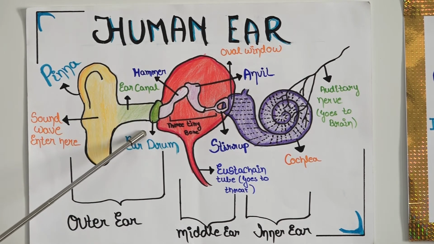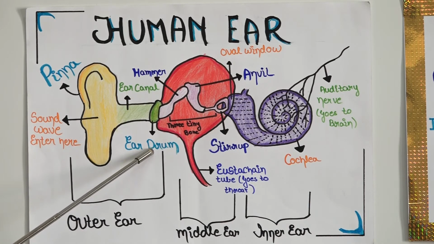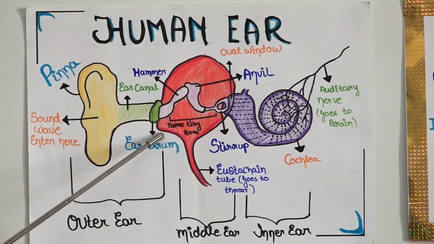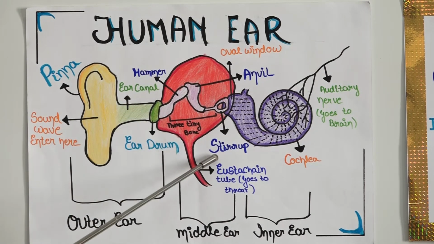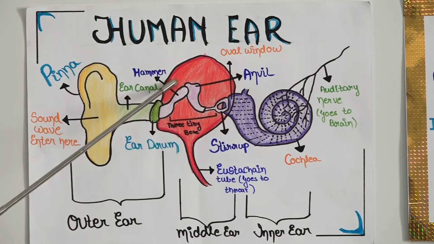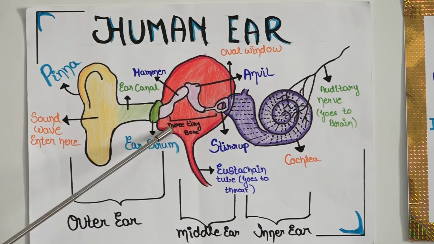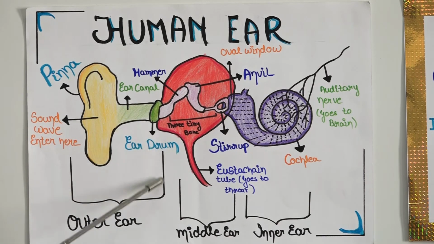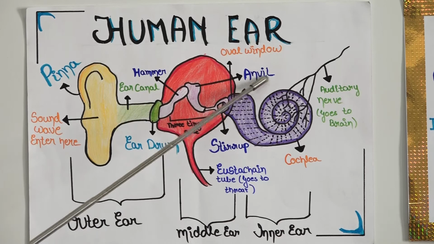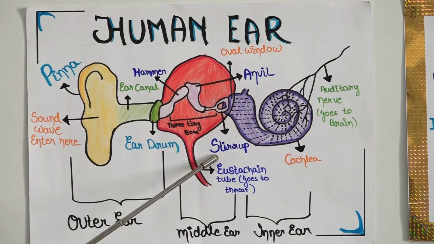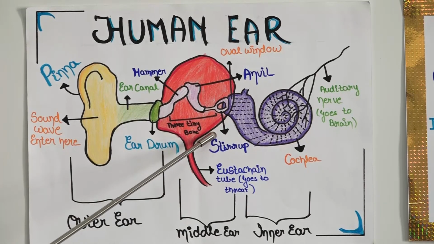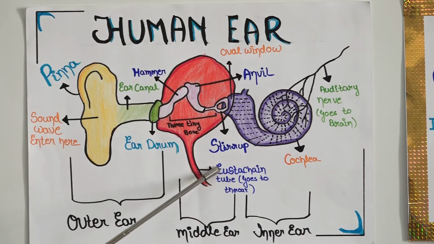The amplitude of the vibration is amplified several times with the help of three bones: hammer, anvil, and stirrup in the middle ear. The middle ear transmits these amplified pressure variations into the inner ear. These pressure variations are then converted into electrical signals by the cochlea in the inner ear. These electrical signals are sent to the brain by the auditory nerve, and the brain interprets them as sound.